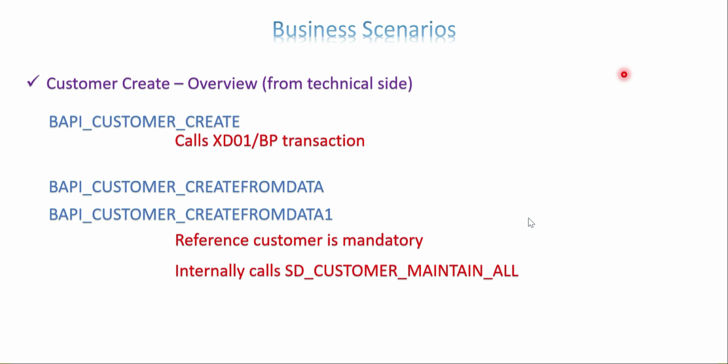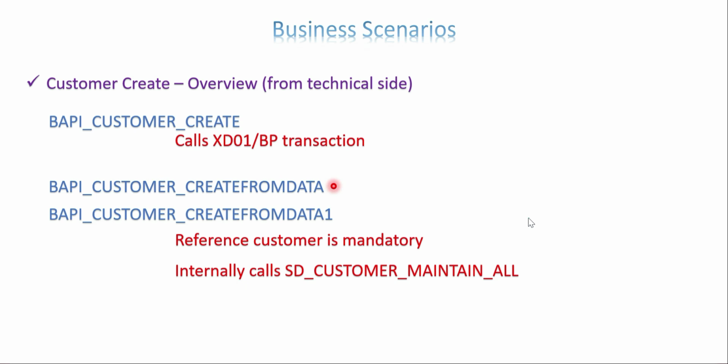The next is BAPI_CUSTOMER_CREATEFROMDATA and CREATEFROMDATA1. Both are similar things. CREATEFROMDATA creates a customer based on existing customer information. So you have to give a reference customer number to execute this BAPI. Otherwise, you will get an error saying the reference customer does not exist in the master data.